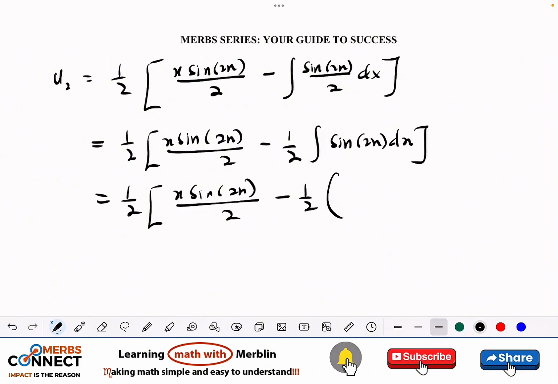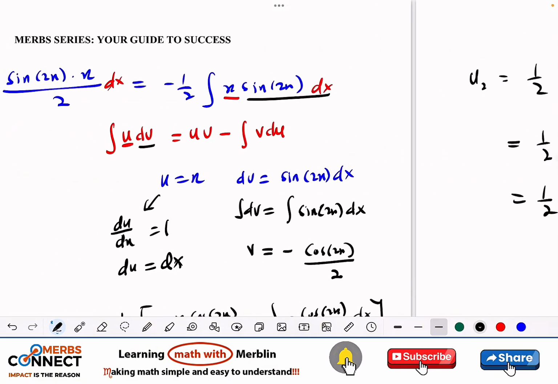Now when I integrate sine, we've done it, so I'm going to have cos. Okay, when I integrate sine, I get minus cos. So this is going to give us minus cos 2x divided by 2. Good. Let me check something here. There's a mistake somewhere.